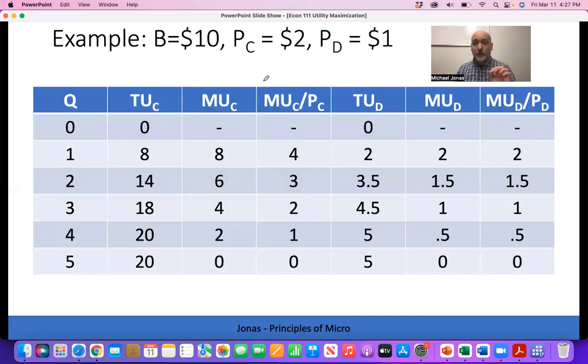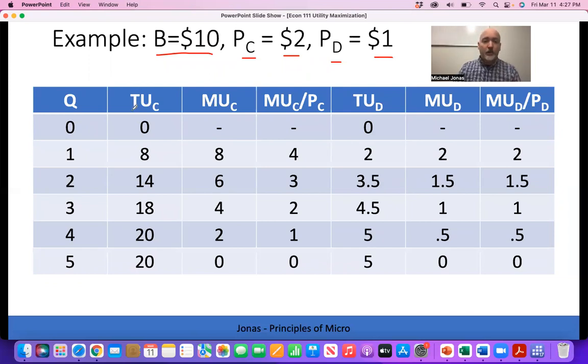So let's walk through a full example here. Let's start with the budget information, right? So again, say on a daily basis, we've got $10 to spend and we can spend it either on coffee or donuts. Each cup of coffee costs $2. Each donut, say, costs $1. So we could put that together to draw the budget constraint. We'll get to that in a second.